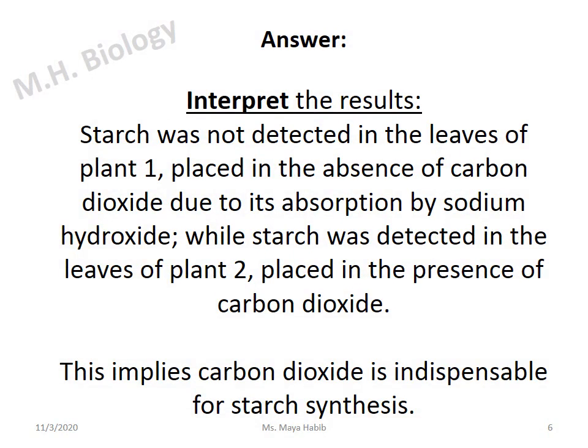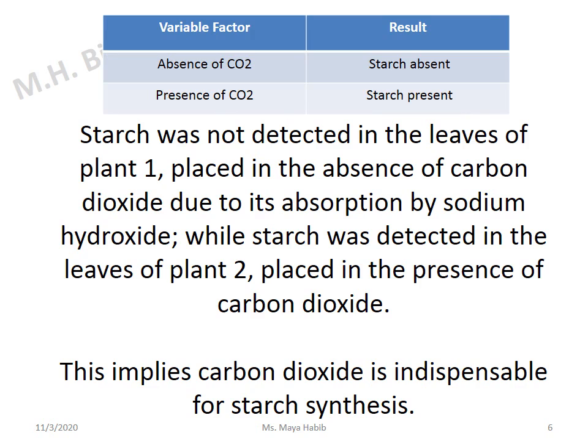Now, we answer the previous questions. Interpretation and conclusion. Of course, to interpret, we should start by analyzing the results, to see what they prove. The analysis should include a comparison between the experimental setup and the control. We should mention the results as well as the variable factor, which had a direct effect on these results. In this case, the absence of carbon dioxide resulted in the absence of starch, while, in the presence of carbon dioxide, starch was synthesized in the plant.